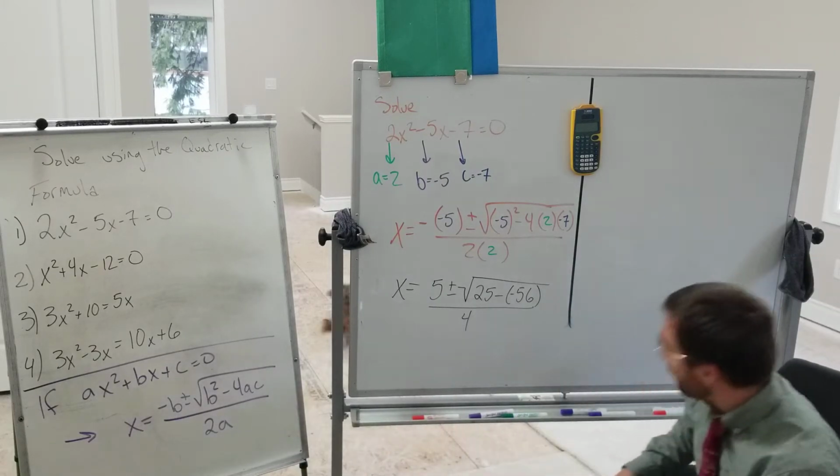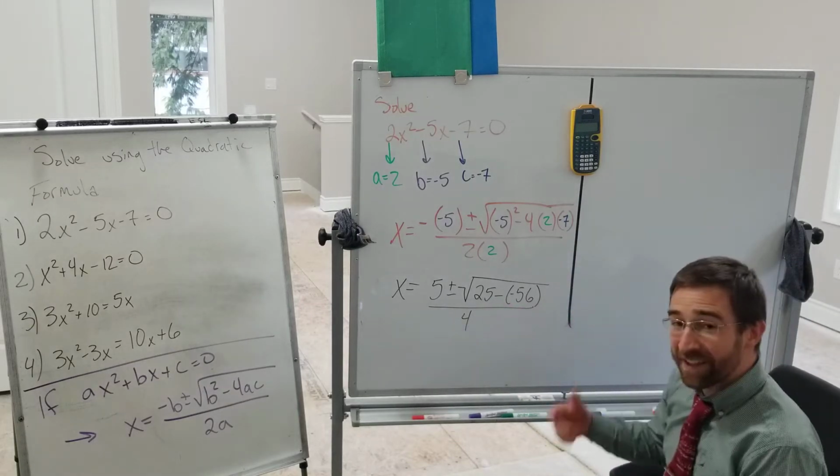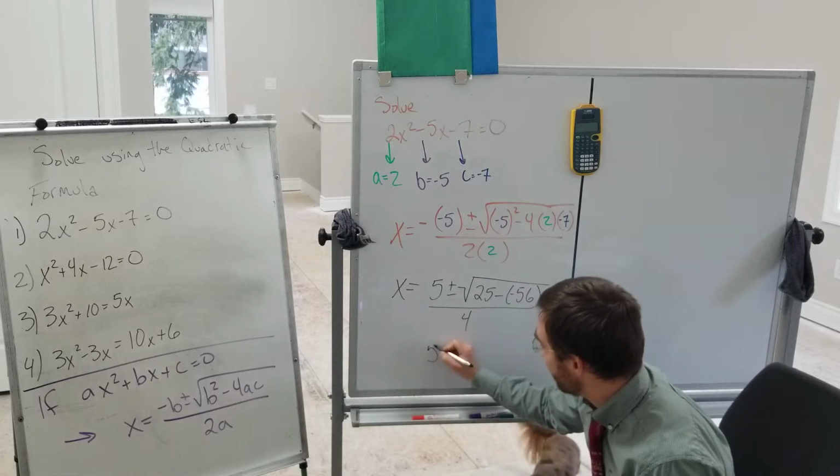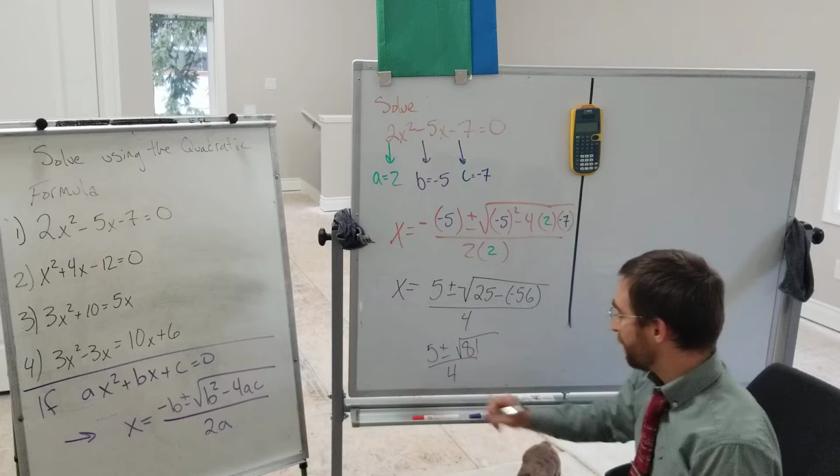Okay, so 25 minus -56, that's going to give us a positive 81. So 5 plus or minus the square root of 81 over 4.